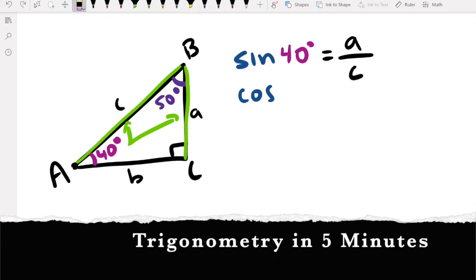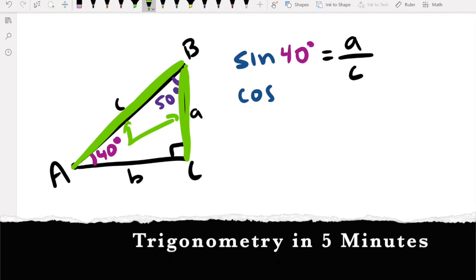But your calculator's been programmed to know all these values. You could figure this out for yourself. With a paper and a protractor, you can measure a right triangle with a 40-degree angle, cut it out really precisely, and then measure this length here and this length here. If you divide them, you will get the same number that your calculator spits out. So that's how the calculator knows what sine 40 is.